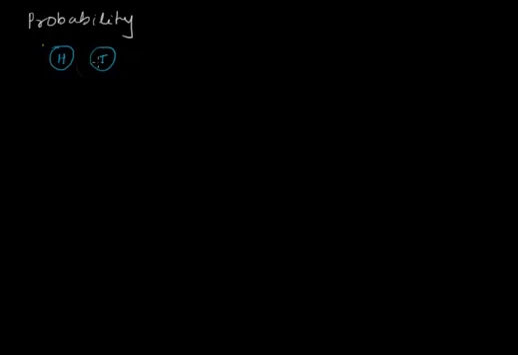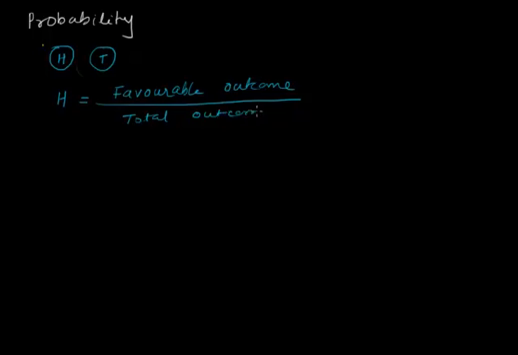Out of these two, if I want to find the probability or the chance of getting a head in the tossing of a coin, the probability of getting a head is given as the favorable outcomes, the outcomes in favor of our situation, divided by the total number of outcomes for the given situation. In this situation, we have two total outcomes.